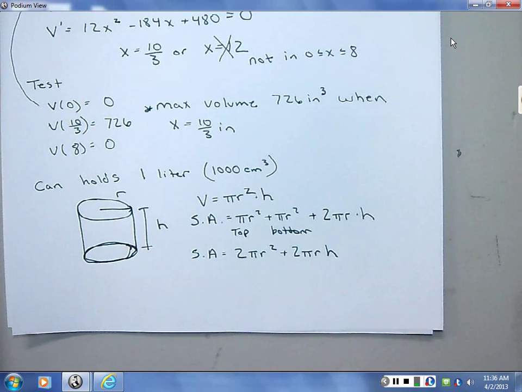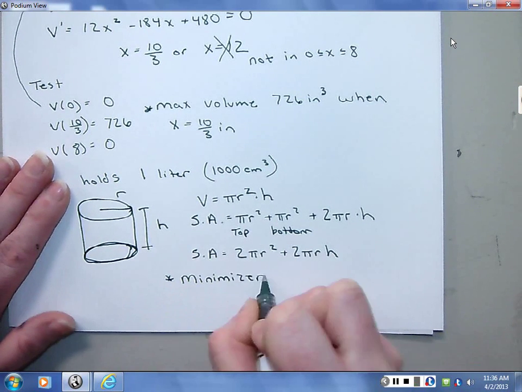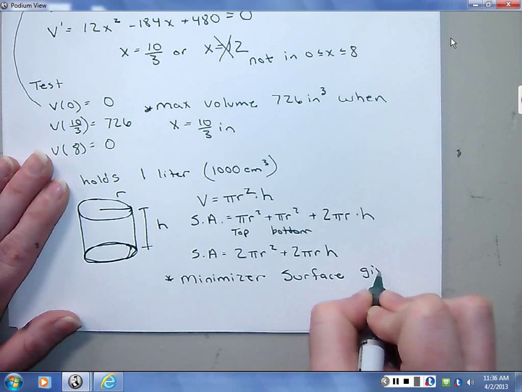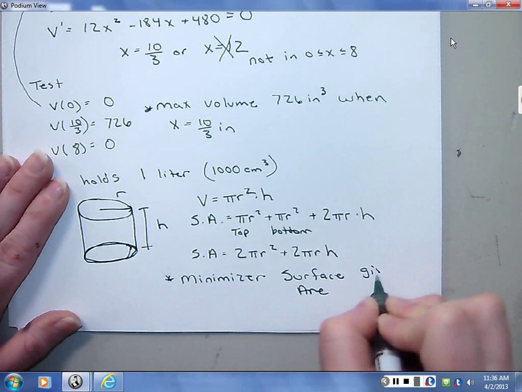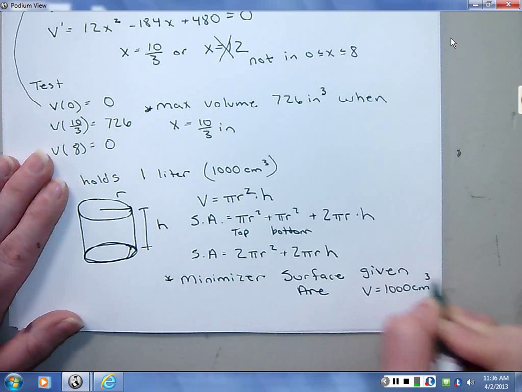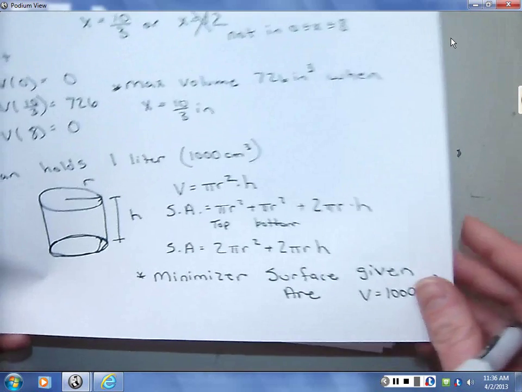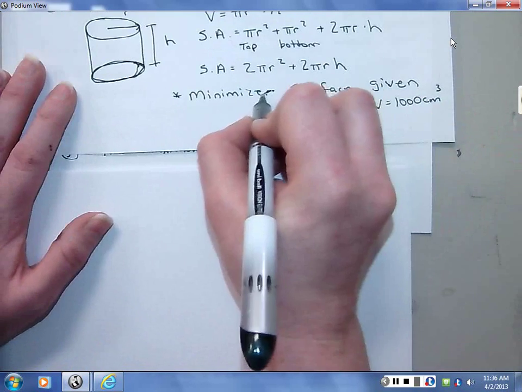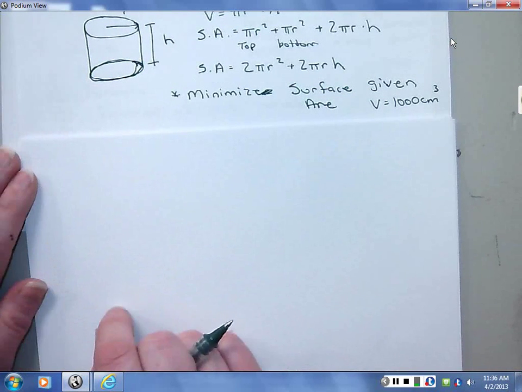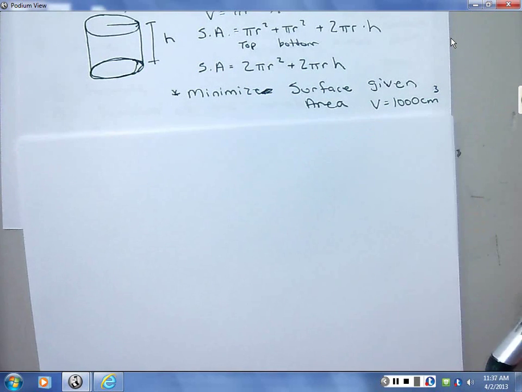So in this problem, I want to minimize the surface area, given that the volume is 1,000 centimeters cubed, which is 1 liter. Minimize surface area.